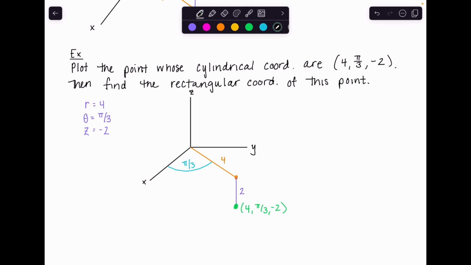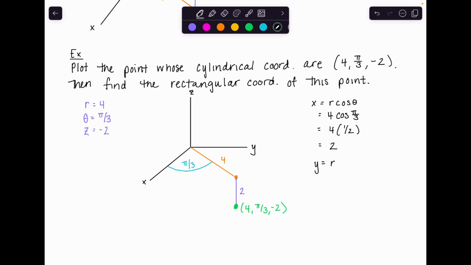When I go to switch over to rectangular, the only thing I really have to find is x and y, because we have z already. Since our x is given by r cosine of theta, the x is 4 cosine of pi over 3. Pi over 3 is a 60-degree angle. It's in quadrant 1. So cosine of pi over 3 is a half. So this becomes 4 times a half. So my x-coordinate is 2.